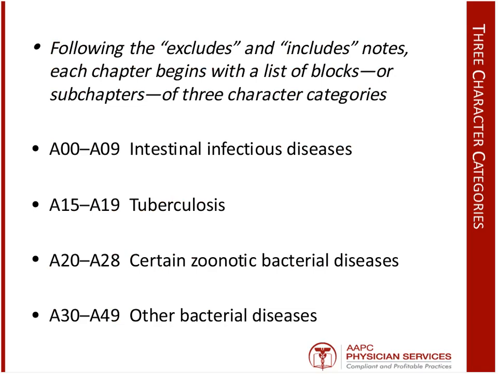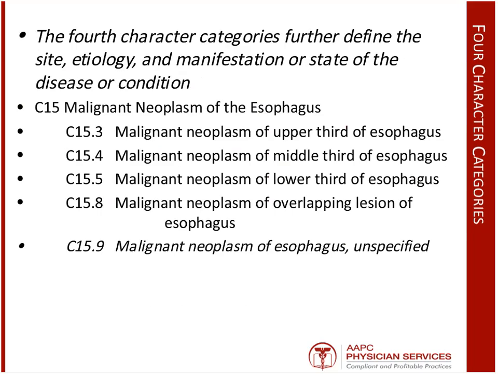Chapter 2 is neoplasms. So it matches up for the most part with ICD-9 until you get to something like the nervous system. In ICD-10, they have separated out the nervous system, the eye, and the ear into 3 different chapters. In ICD-9, it's 1 chapter. Now, when we go to the 4th characters here, you can see how it gets further defined. It gets more specific. So C15 would be the rubric, malignant neoplasm of the esophagus.